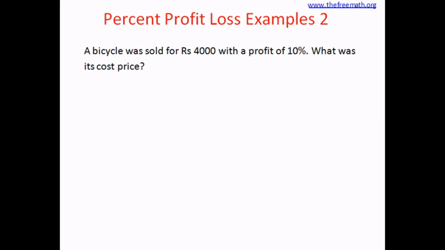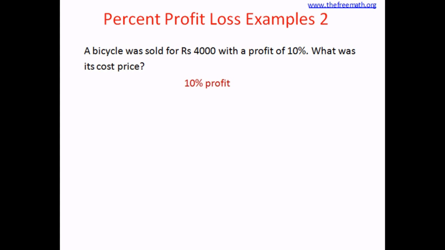Let's solve some percent profit and loss problems. These are the problems where the selling price is known and the cost price is to be calculated. The first problem is this. A bicycle was sold for 4,000 rupees with a profit of 10%. What was its cost price?